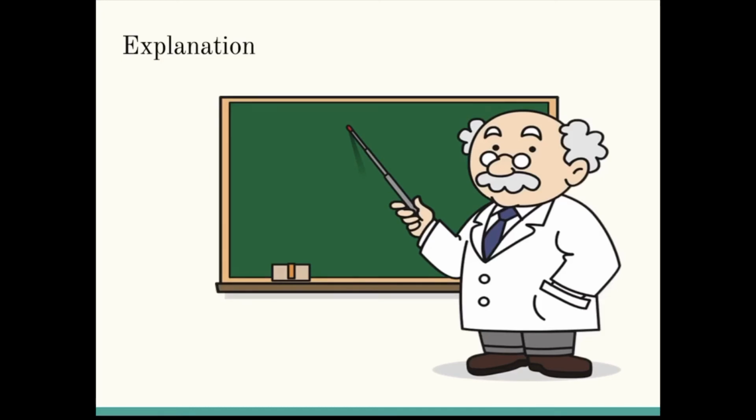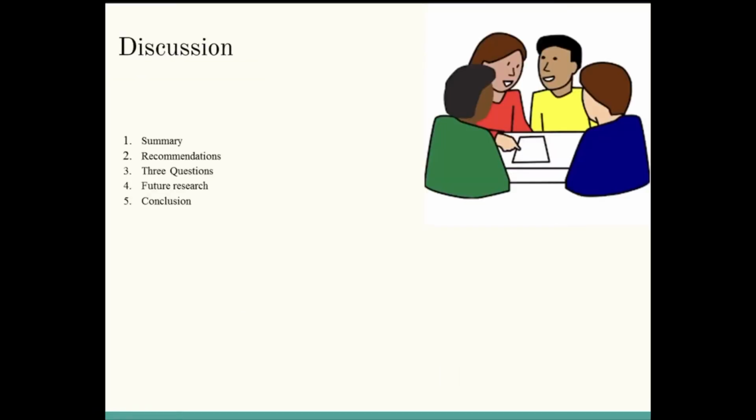These findings relate to my hypothesis because it examines the roles of extinction in drug use and it provides an experiment on how the process of extinction can later aid in improved treatment for addiction. What will be discussed next is the discussion, which includes the summary, recommendations, 3 questions, future research, and conclusions.